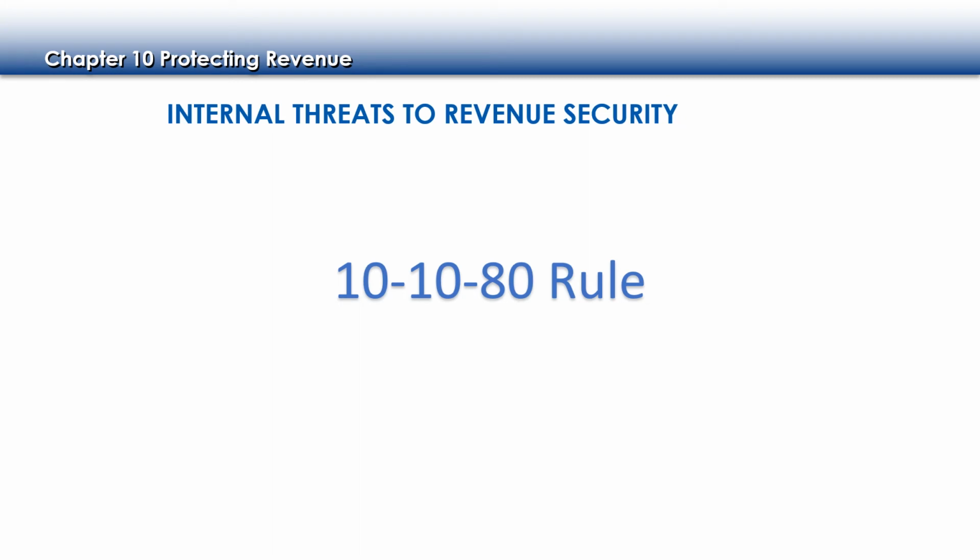Internal threats to our revenue security, so that's basically money that's being stolen by our employees. And so there's this thing called the 10-10-80 rule. 10% of the people in this world are going to be honest no matter what. 10% of this world are going to be dishonest no matter what. And 80% of the people in the world are going to be honest if there's a chance of being caught.